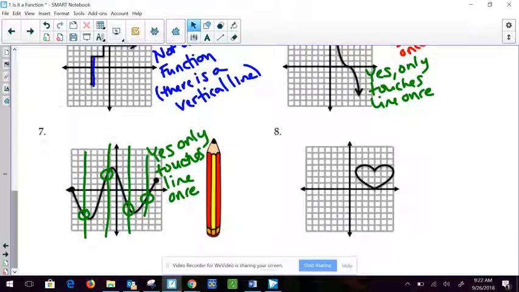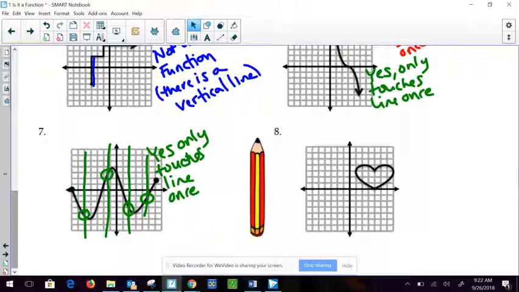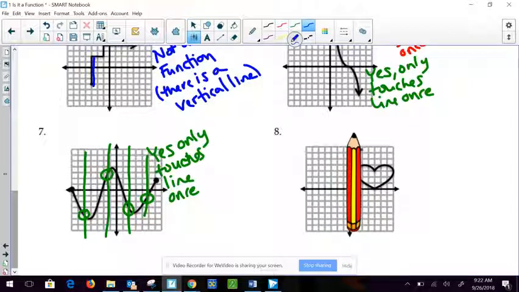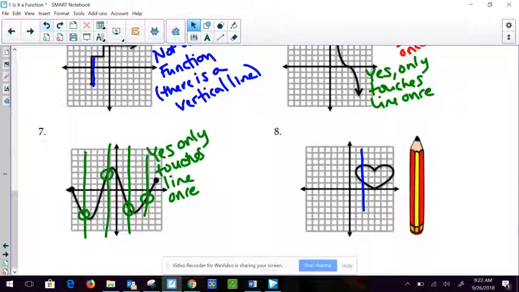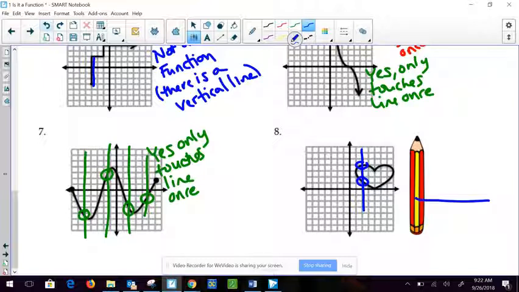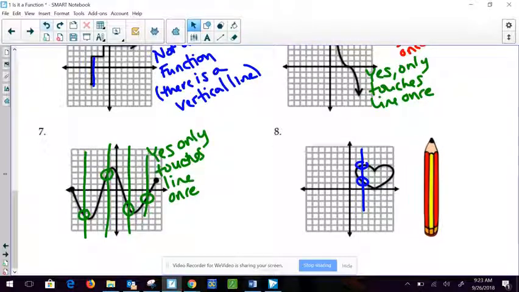Whereas in number 8, if I go ahead and move my pencil across, you'll see that right at this point, if I were to stop and keep my pencil there, now I'm going to keep moving it over. And you can clearly see that it touches the heart on the top and the bottom here. That's why we would say that this one is not a function.